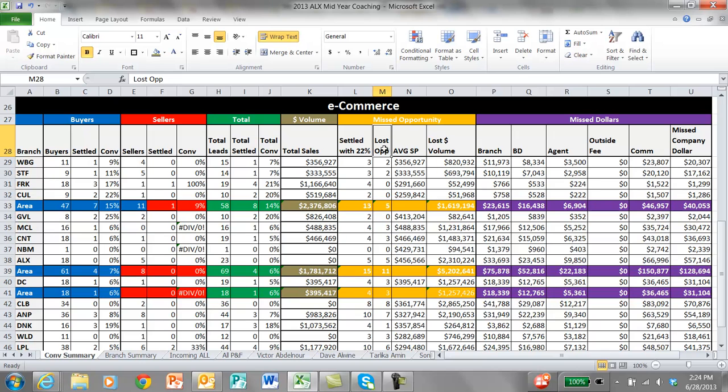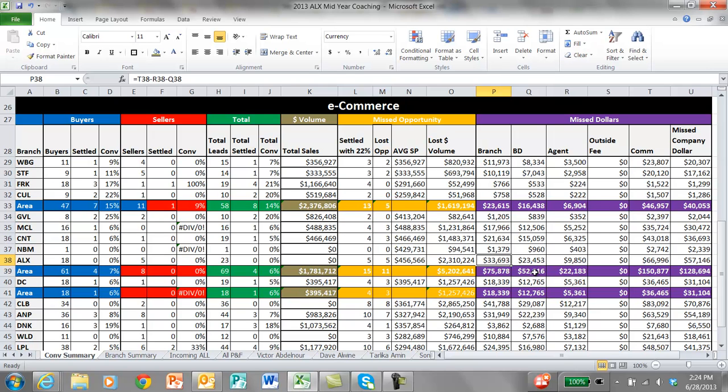So we calculated the lost opportunities by that, saying, hey, what if we had done 22%? It would have been another, in Alexandria, another 5 transactions at $456,000. That's another $2 million. But look at what happens on company dollar because of lead router, and this is where we might want to start thinking differently. There's another $33,000 to the branch for doing those 5 transactions.